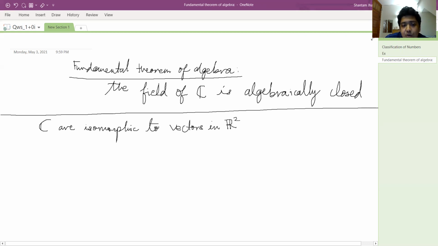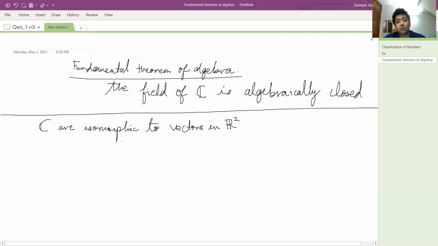Remember how we said real numbers are isomorphic to vectors in R? Just like that, complex numbers are isomorphic to vectors in R2, once again meaning I can talk about complex numbers as being vectors in this two-dimensional vector space and go back and forth between those representations. All right, so let's see how we can represent a number then. How can I represent a complex number?